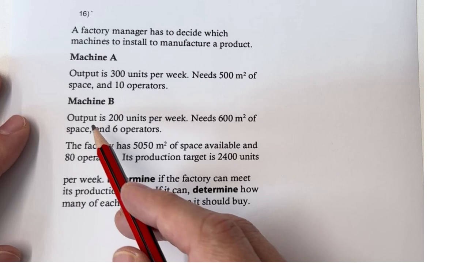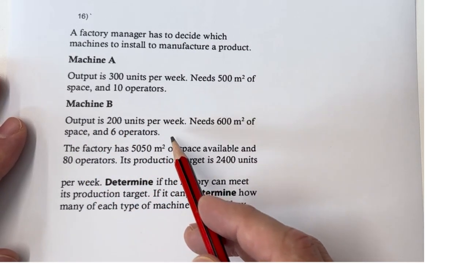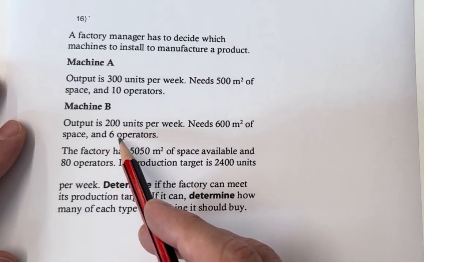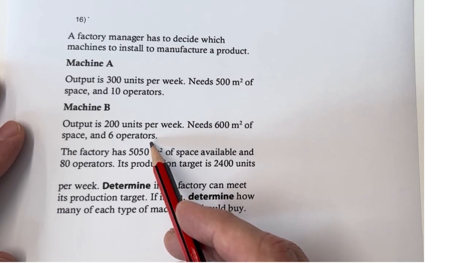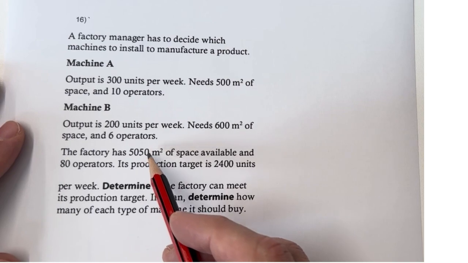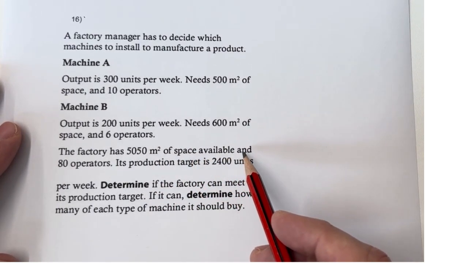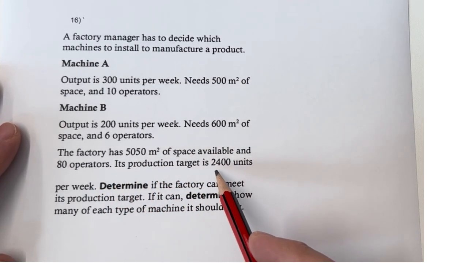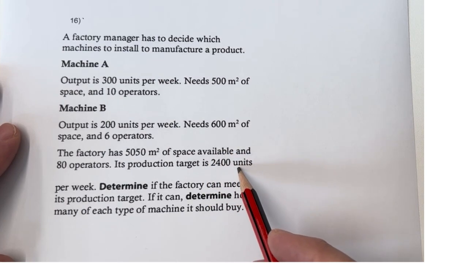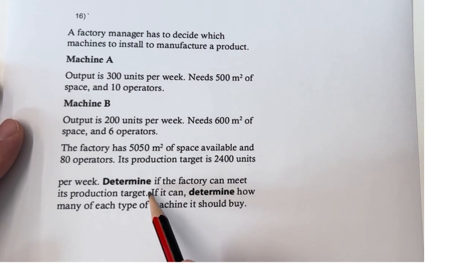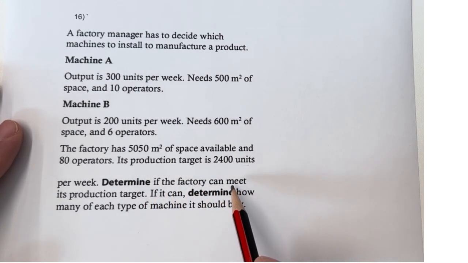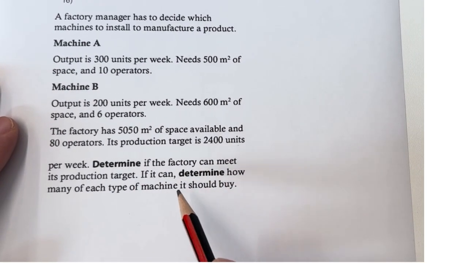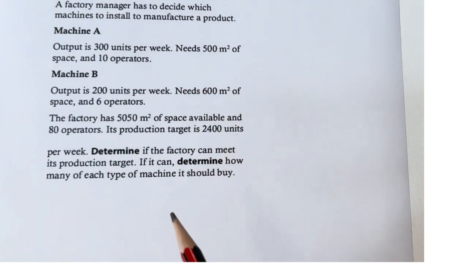Machine B, the output is 200 units per week, and this one needs 600 square meters of space, and it takes 6 operators. Okay. The factory has a total of 550 square meters of space available, and it has 80 operators. Its production target is to make a total of 2,400 units per week. So it says determine if the factory can meet its production target, and then if it can, determine how many of each type of machine it should buy.